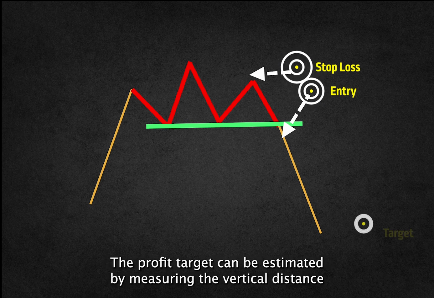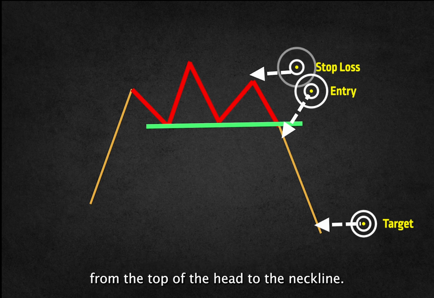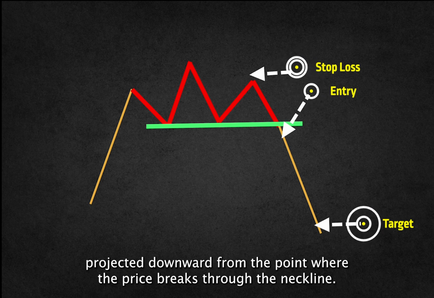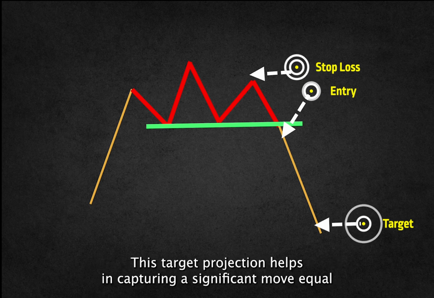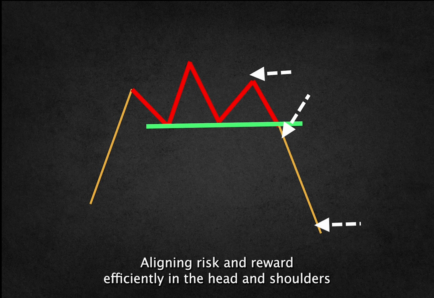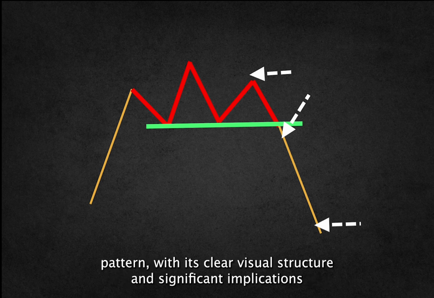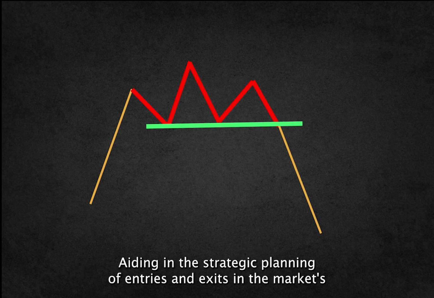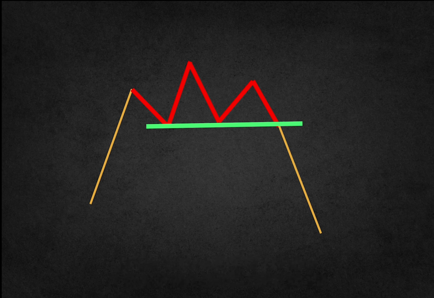Profit targets. The profit target can be estimated by measuring the vertical distance from the top of the head to the neckline. This distance is then projected downward from the point where the price breaks through the neckline. This target projection helps in capturing a significant move equal to the height of the formation, aligning risk and reward efficiently. The head and shoulders pattern, with its clear visual structure and significant implications for trend reversal, is a cornerstone in the toolkit of many traders, aiding in the strategic planning of entries and exits in the markets.